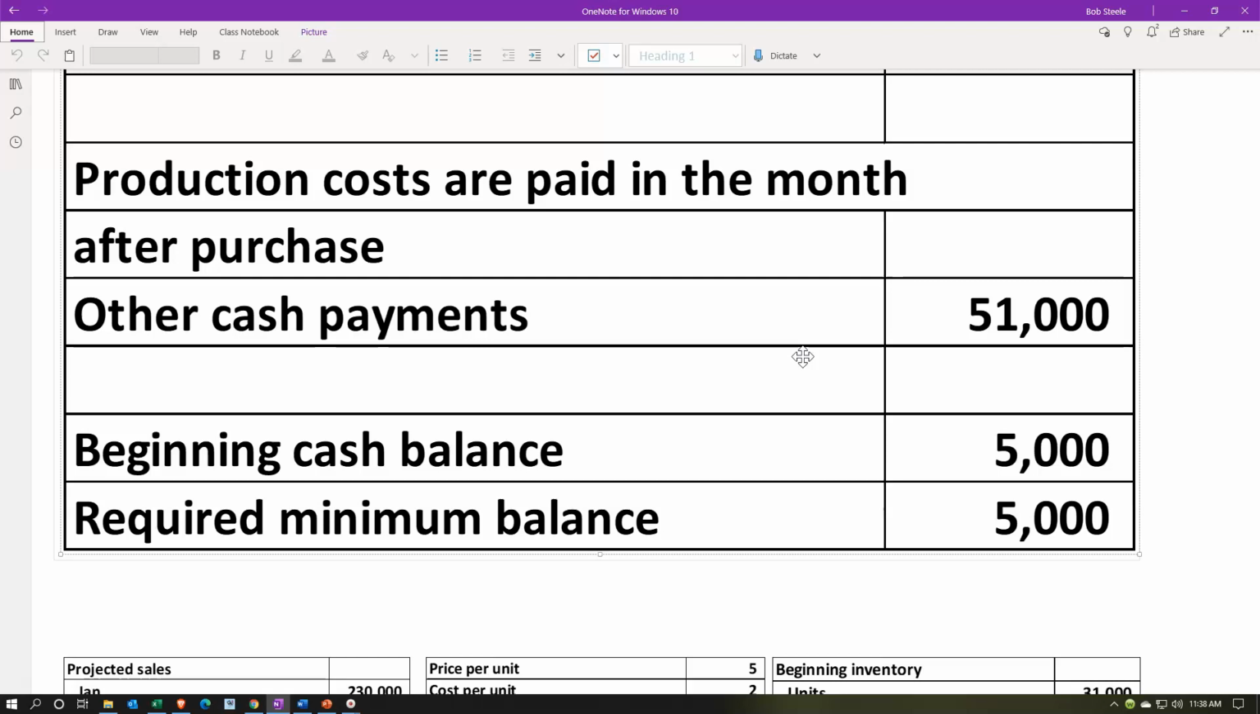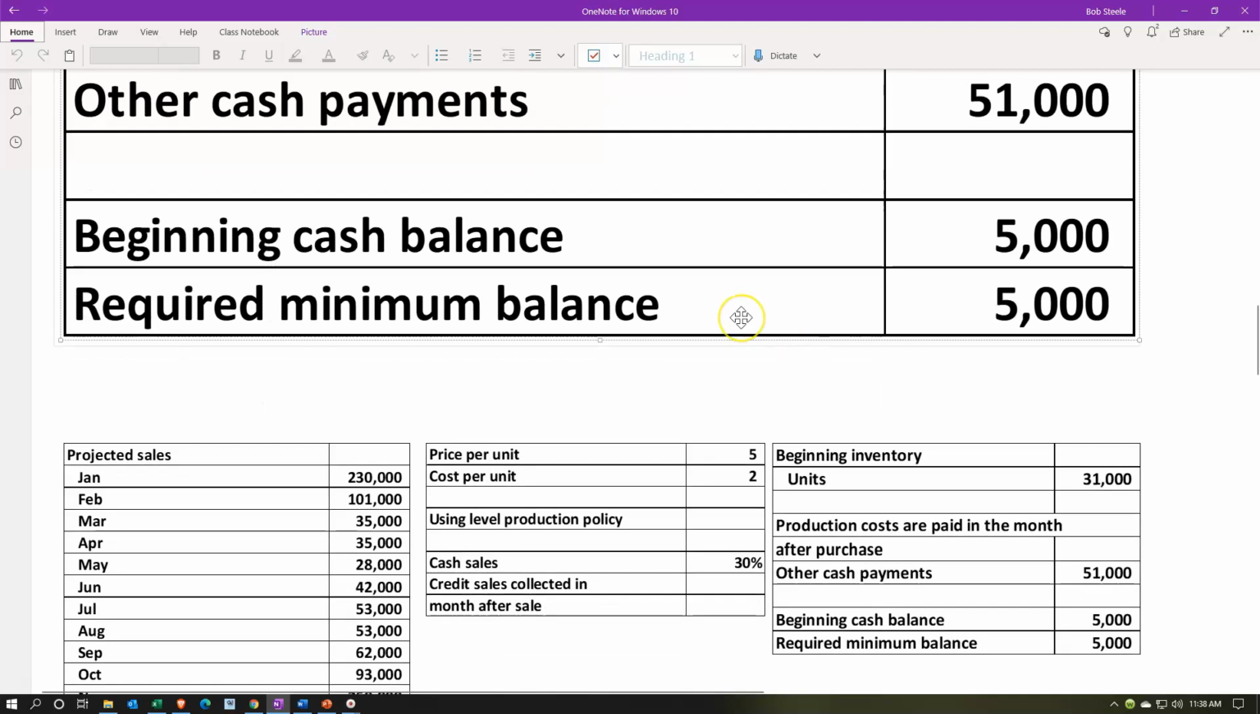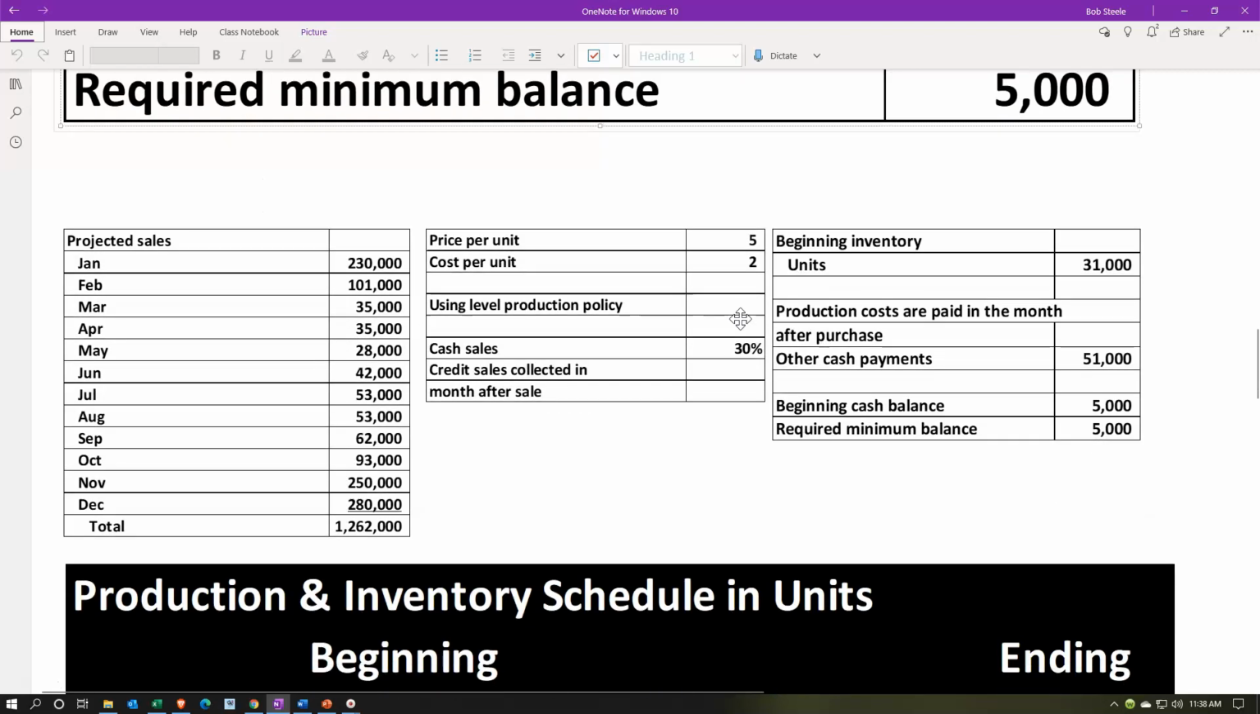We're not concentrating so much on other cash payments. You can take more time if you want to look at the cash budgets in the prior section to look at a lot more cash budgeting. So the beginning cash balance is going to be the 5,000. The required minimum balance is going to be 5,000. So if we drop below 5,000, then we want to take out a loan, and so we'll consider the financing at that point in time.